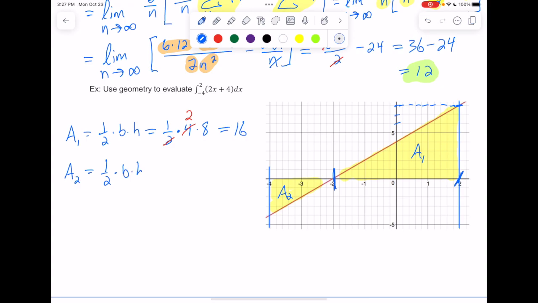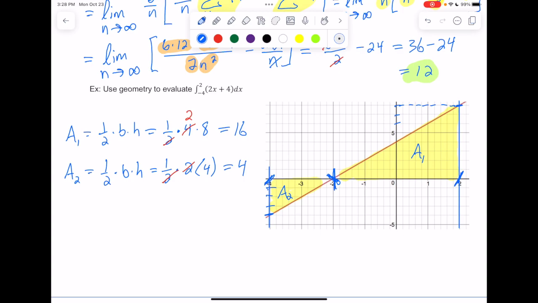One-half base times height equals one-half, and then this triangle goes from -4 to -2, so how wide is that? 2 units. How tall is it? 1, 2, 3, 4 is its height. So times 4, the 2's cancel, and we just get 4. So the area of the bigger triangle is 16. The area of the other triangle is 4.